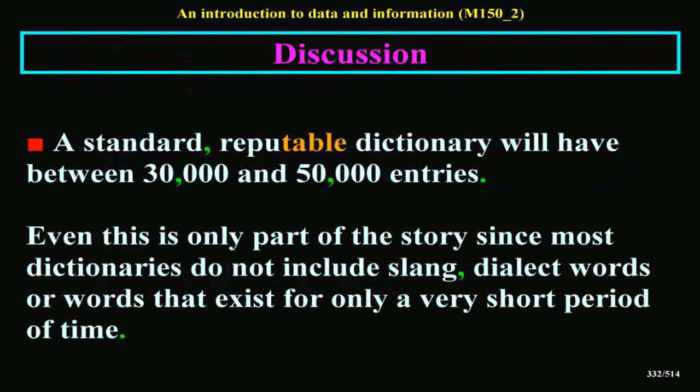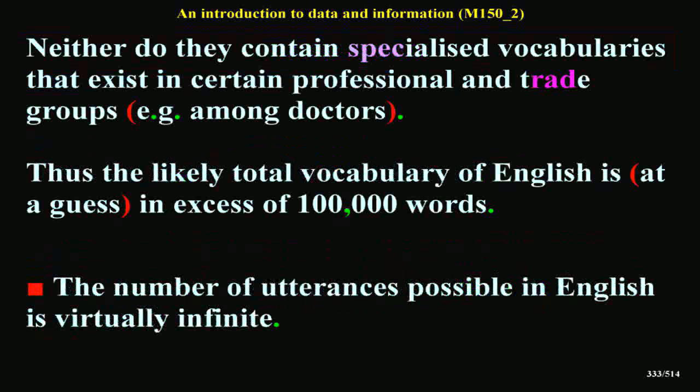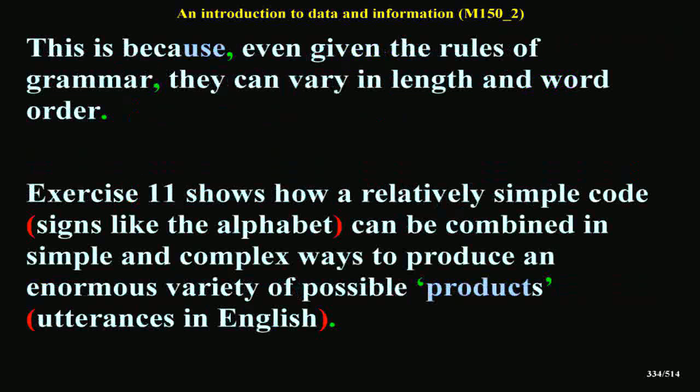Discussion. A standard, reputable dictionary will have between 30,000 and 50,000 entries. Even this is only part of the story, since most dictionaries do not include slang, dialect words, or words that exist for only a very short period of time. Neither do they contain specialist vocabularies that exist in certain professional and trade groups, e.g. among doctors. Thus the likely total vocabulary of English is, at a guess, in excess of 100,000 words. The number of utterances possible in English is virtually infinite. This is because, even given the rules of grammar, they can vary in length and word order.